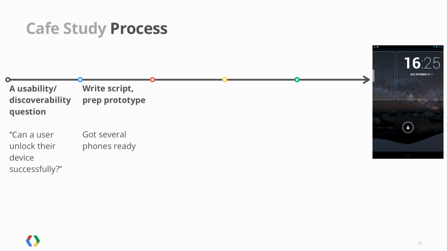So we then got set up with a very quick script of a few questions and several phones running the widget prototype with a few different lock screen patterns. A researcher and a note taker then went to our Google cafes to find some willing participants. And Google cafes are great for us because Googlers are usually very excited to help.